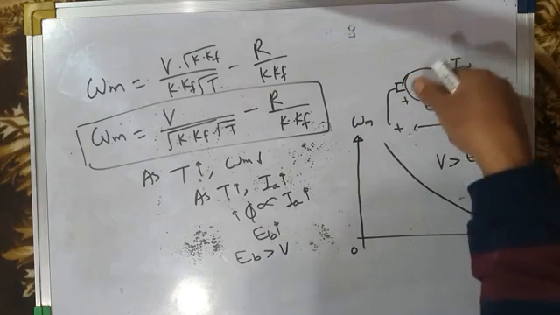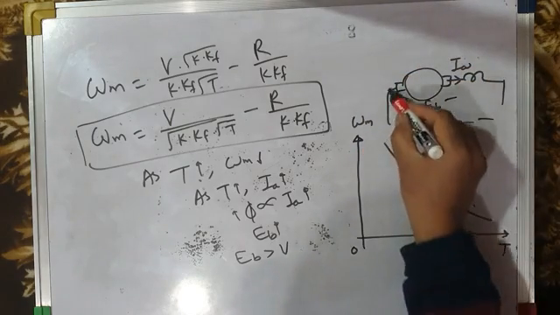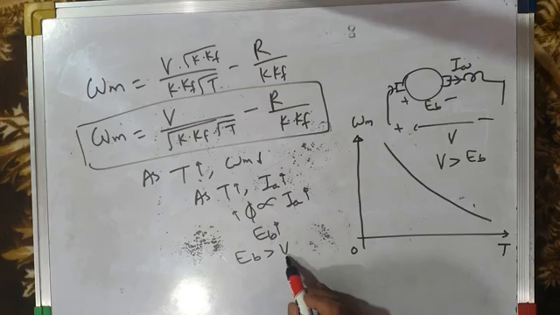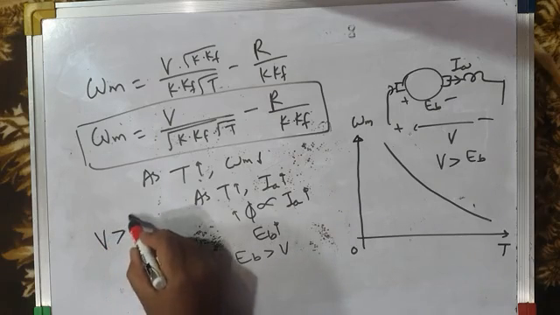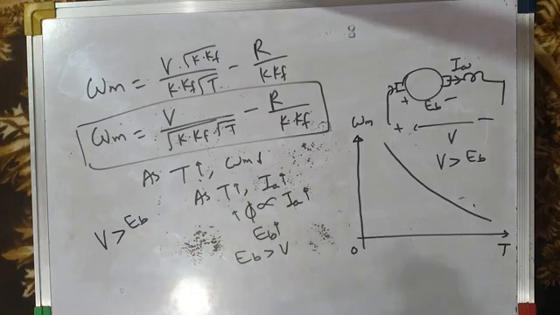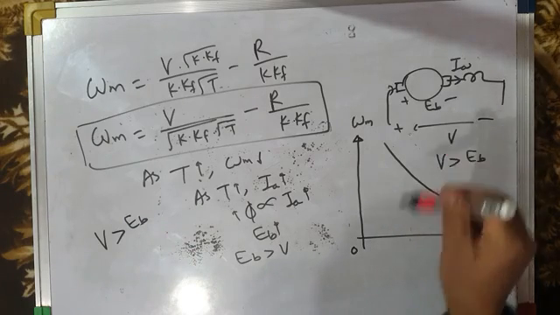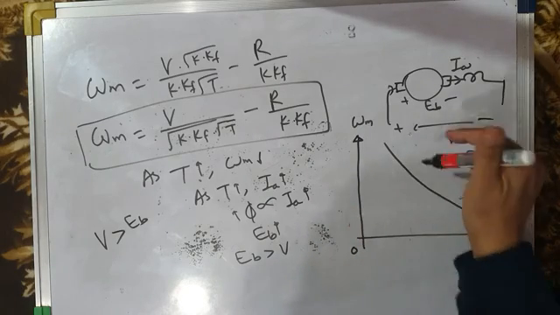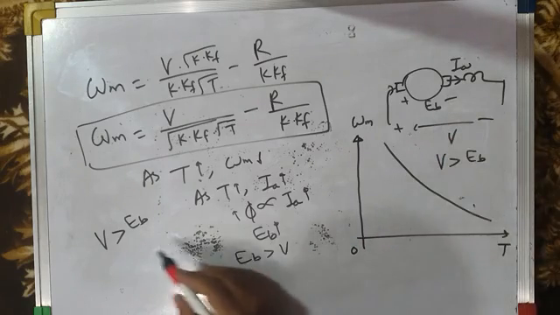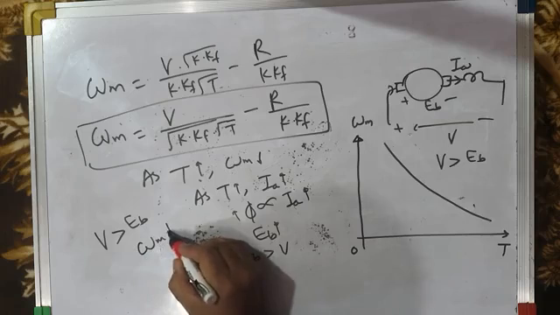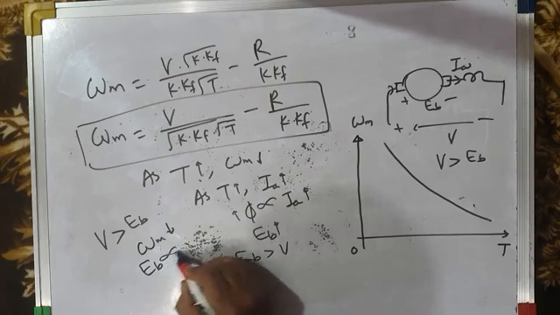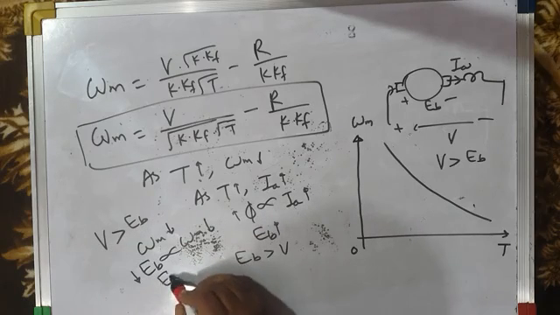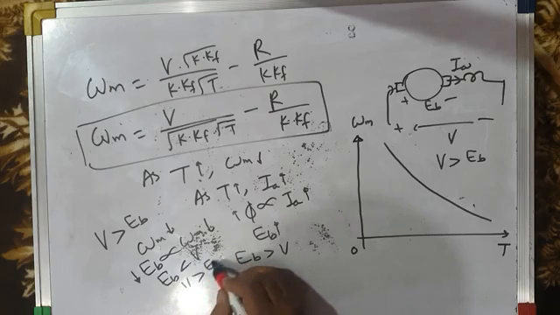The motor will not be able to draw power from the source, because current will flow only when V is greater than EB. So in order to always keep V greater than EB in the motoring mode of operation, there will be a self-regulatory action. The self-regulating action will automatically decrease the speed of the motor. So omega m, the speed of the motor, decreases. And since back EMF is directly proportional to speed, as speed decreases, back EMF decreases, thus making EB less than V, or in other words, V greater than EB.